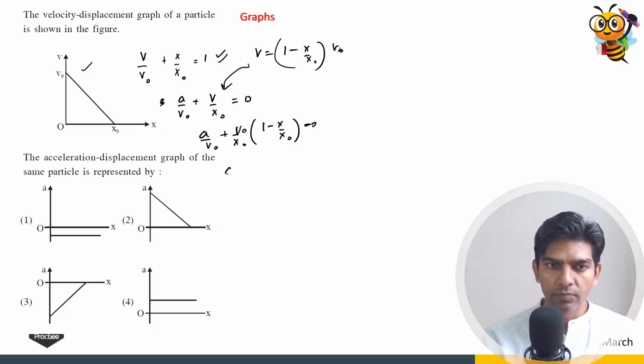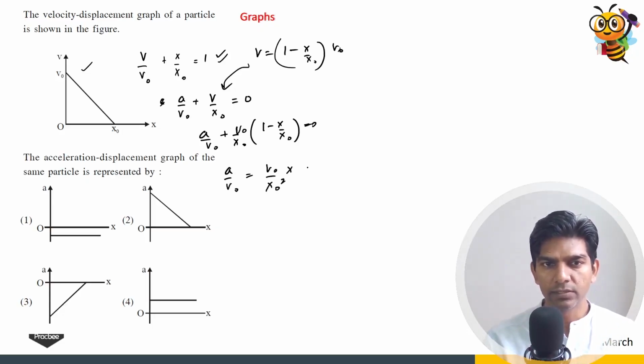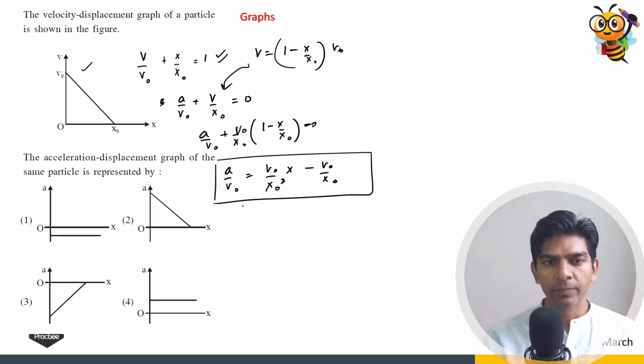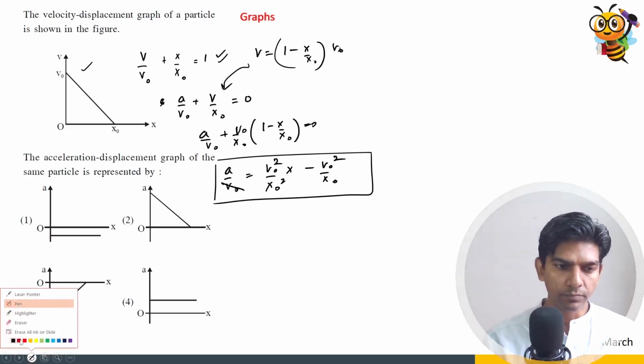And from this, a by v naught can be written as v naught by x naught square times x minus v naught by x naught. Okay, now let us take this v naught on the other side.